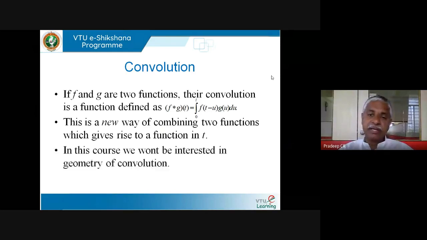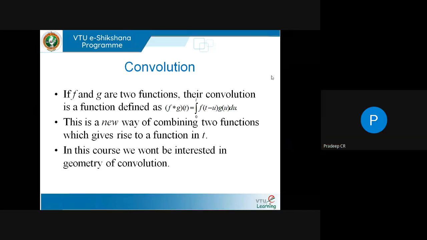Now, in this course, we won't be interested too much in the geometry of convolution. This convolution is a very important operation. It's a new operation for you, first time probably you are seeing it. It has a lot of applications in engineering. If f and g are two signals, it's important to study how two signals come together. So this is one way of putting two signals together, convolution. We won't be interested too much in the geometry. Maybe depending on your branch, you will learn it sometime in your departmental courses.